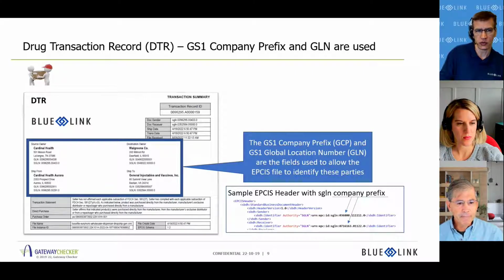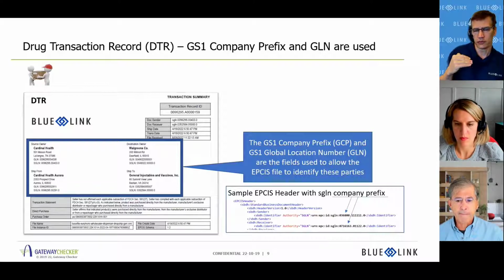It's kind of the PDF human-readable version of an inbound transaction. You can see here we've got things like the source owner, the ship from, the destination owner, and the ship to. Each one of these is represented behind the scenes in the actual EPCIS file by a company prefix and global location number. So it's going to be important for us to have those company prefixes for the various parties that are part of the transaction in your BlueLink data file, so we can match this up.